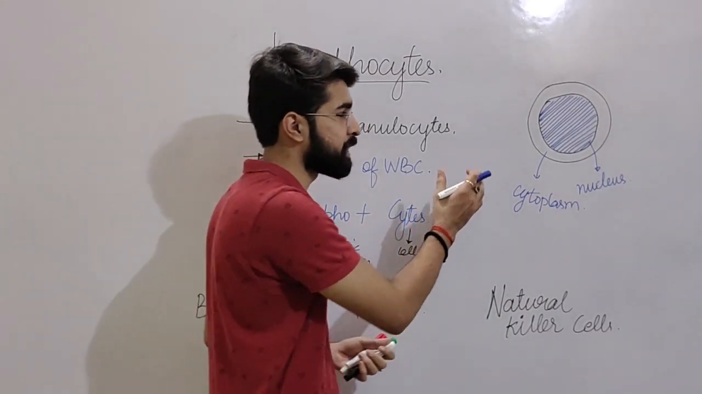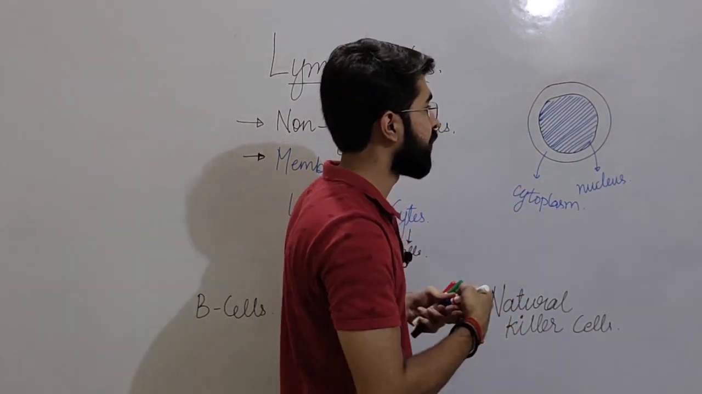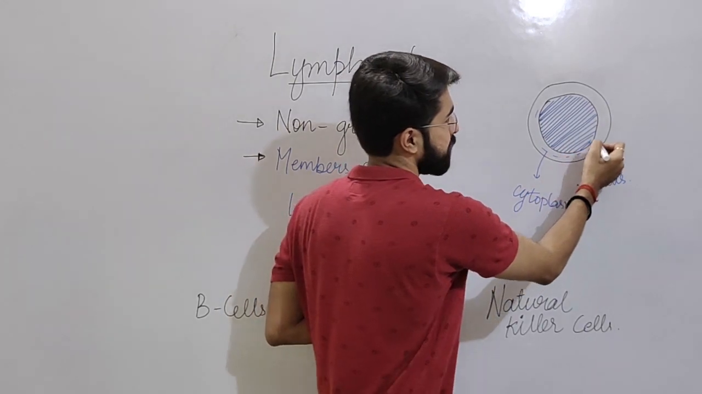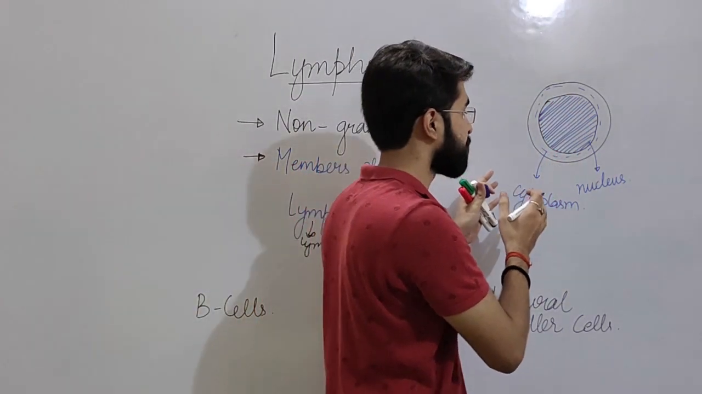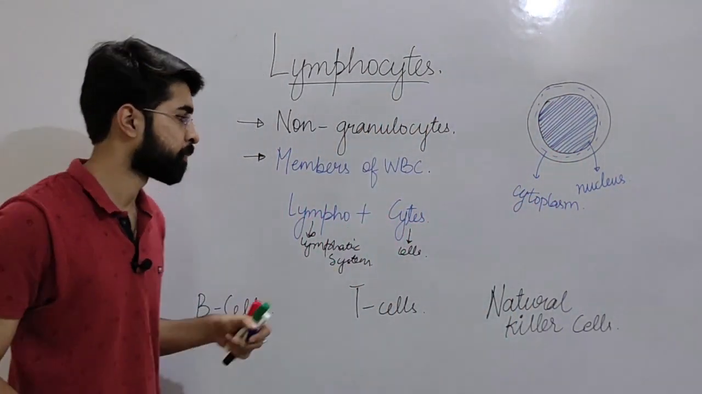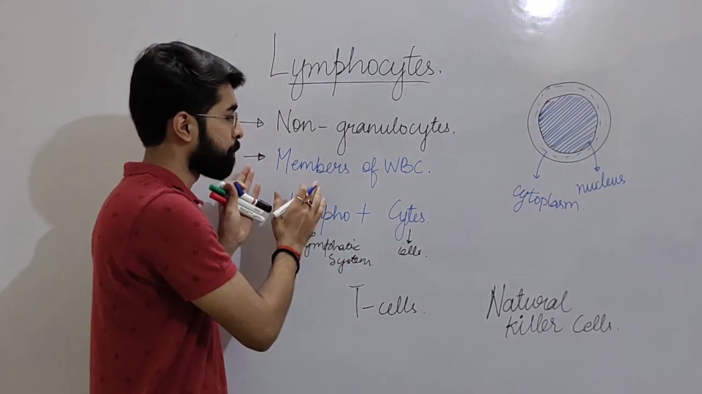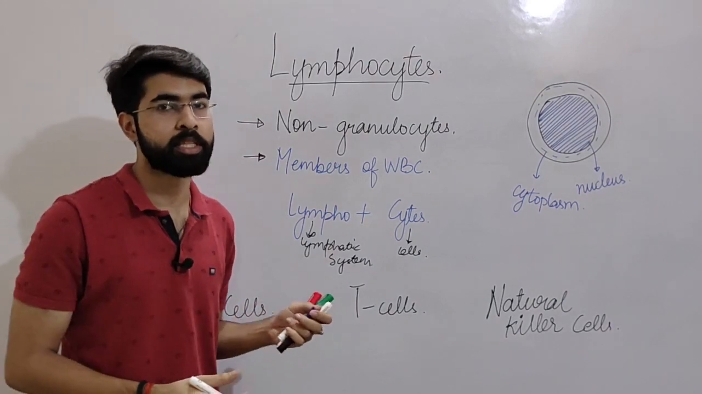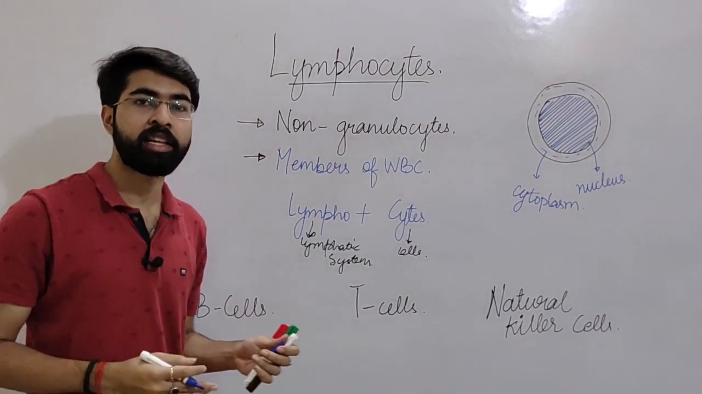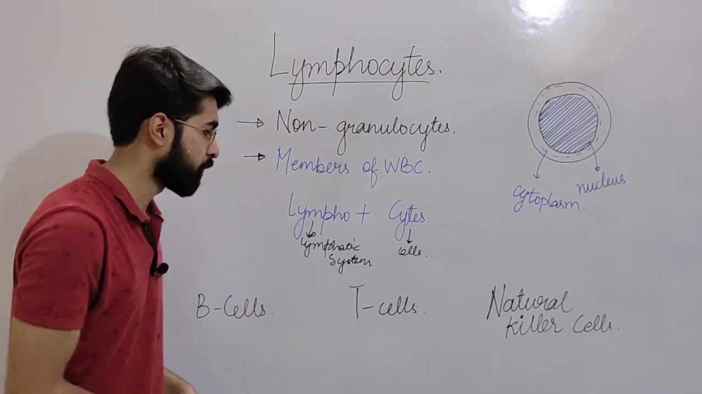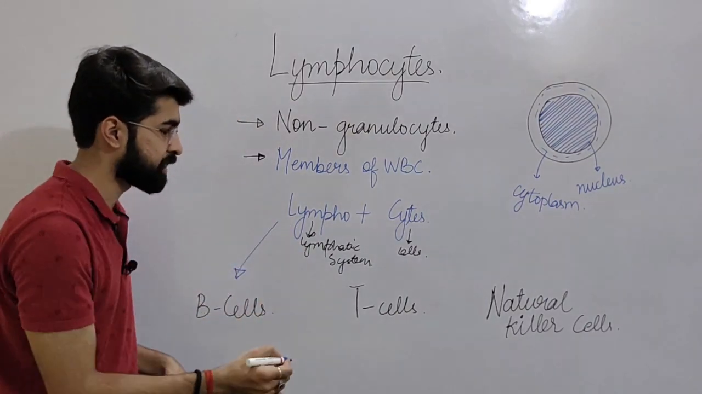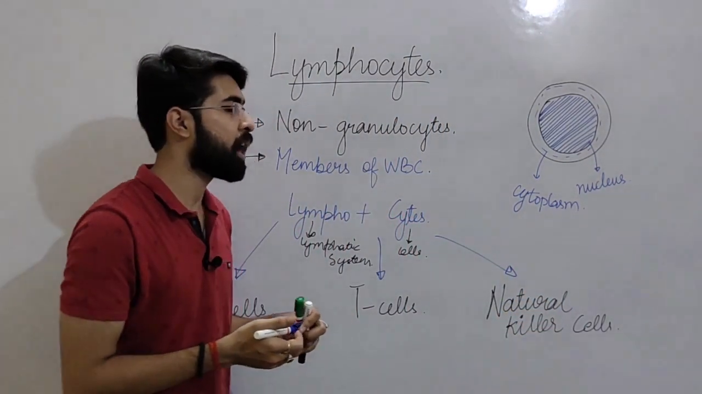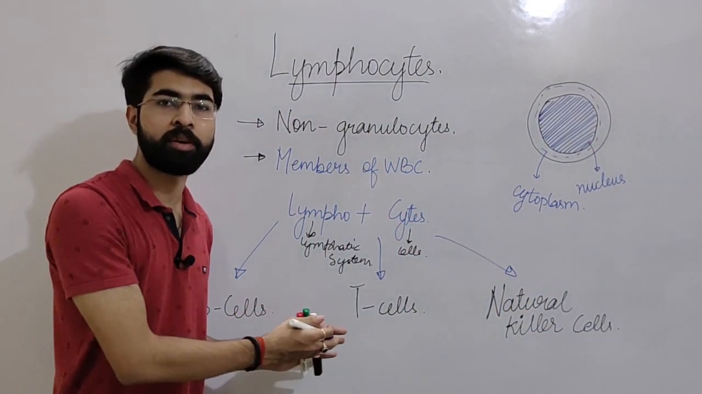You can see a small basic diagram of a lymphocyte over here. They have a really large nucleus and a small ring of cytoplasm surrounding the nucleus. The cytoplasm is really less in the cell. Next, they are the members of the WBC. They are divided into 3 different parts. The first is B cells, the second is T cells, and the third is natural killer cells. Now let us discuss all these 3 different parts in detail.